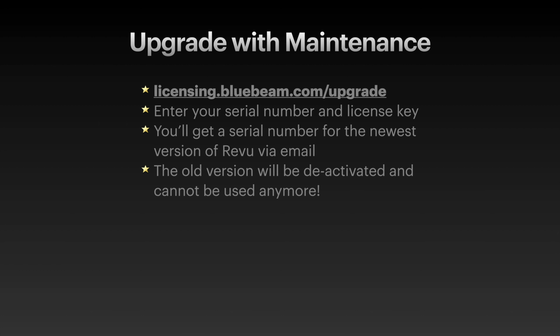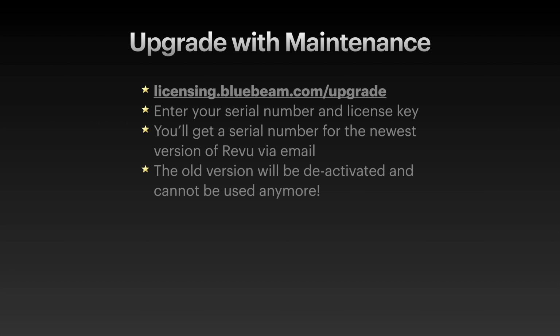licensing.bluebeam.com/upgrade. And on this website, you simply fill in the form with your serial number, license key, and email address. Click on Send or Activate and wait between 12 and 48 hours, because then Bluebeam will send you a serial number for the newest version of Revu via email. So if you're on Revu 2019, for example, you go on that website, you enter your information, you click on send, and a little while later you get an email with a download link and your new serial number for Revu 20.